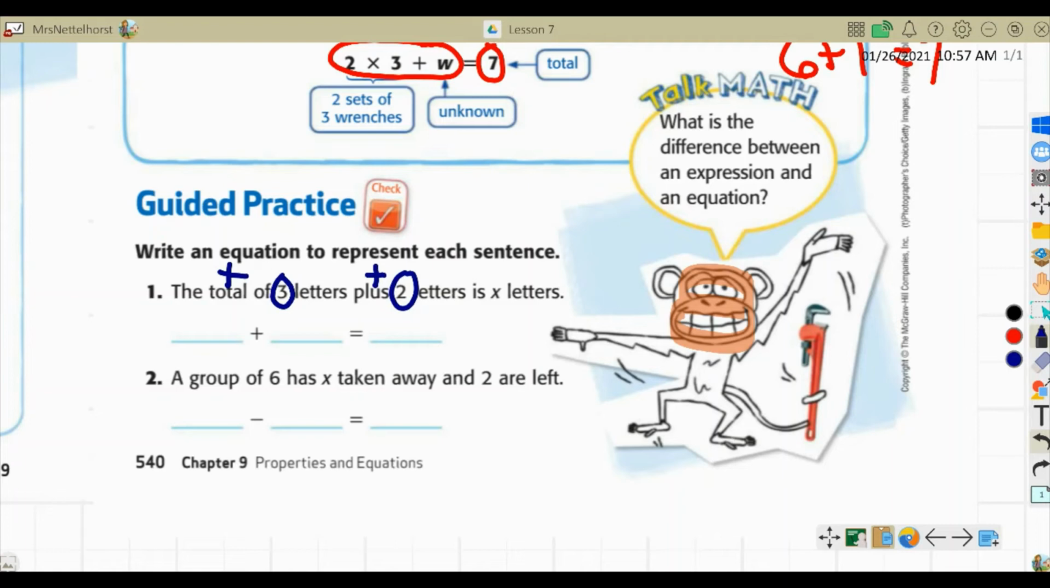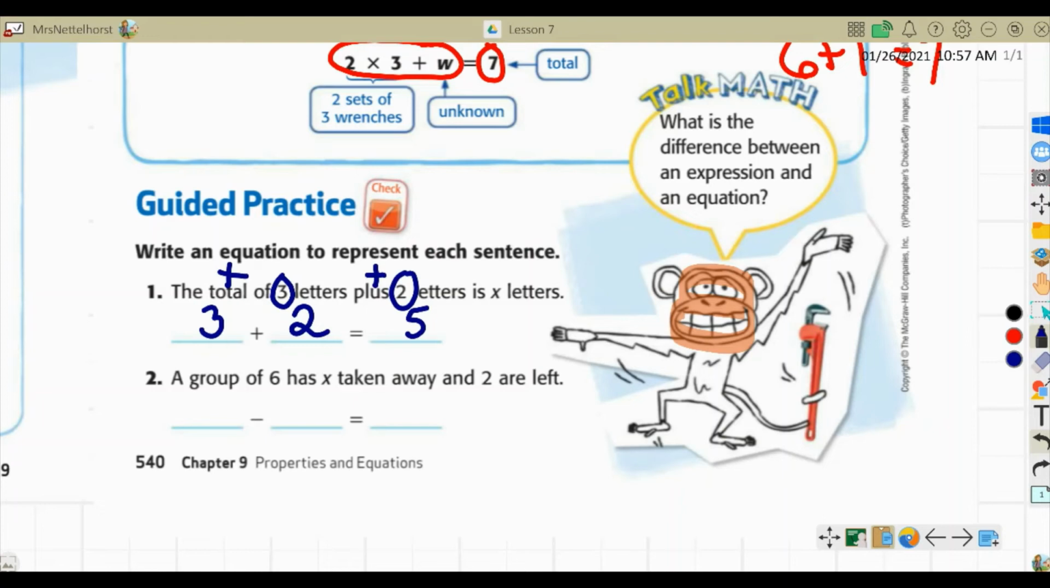3 plus 2 is what we know. Okay, what is our unknown? Go ahead and pause your video and then unpause it. Okay, 3 plus 2 we know is 5.